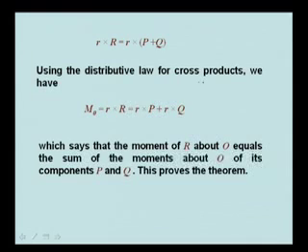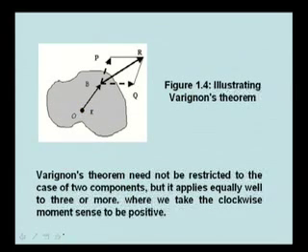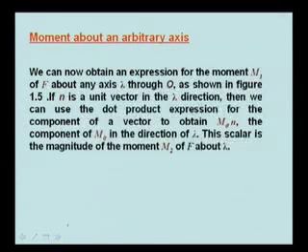So, using the distributive law for cross products, we have M_O equal to r cross R, that is r cross P plus r cross Q. Now, r cross P is the moment of force P about O, whereas r cross Q is the moment of force Q about O. Therefore, the moment of R about O equals the sum of the moments about O of its components P and Q. This has proved the theorem. Varignon's theorem need not be restricted to two components, but applies equally well to three or more components, but we have to be consistent in taking the sign of the moments.